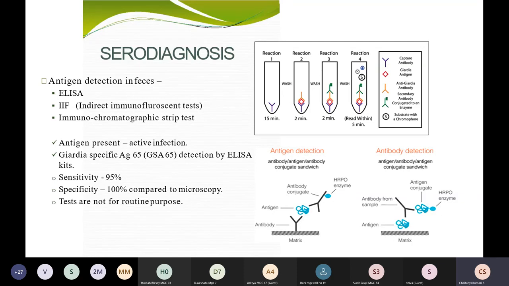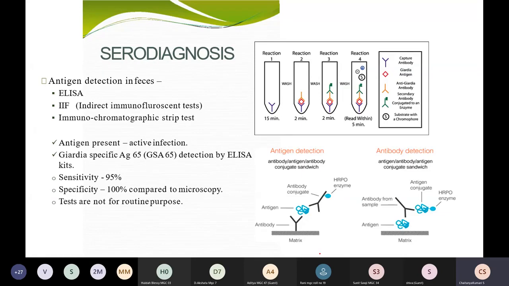For suppose, once the secondary antibody has been attached to the antigen perfectly, then you can see there is a color change in the chromophore. By that we can detect that the stool sample they took contains the Giardia antigen or Giardia cyst. So this is the basic principle of the ELISA.